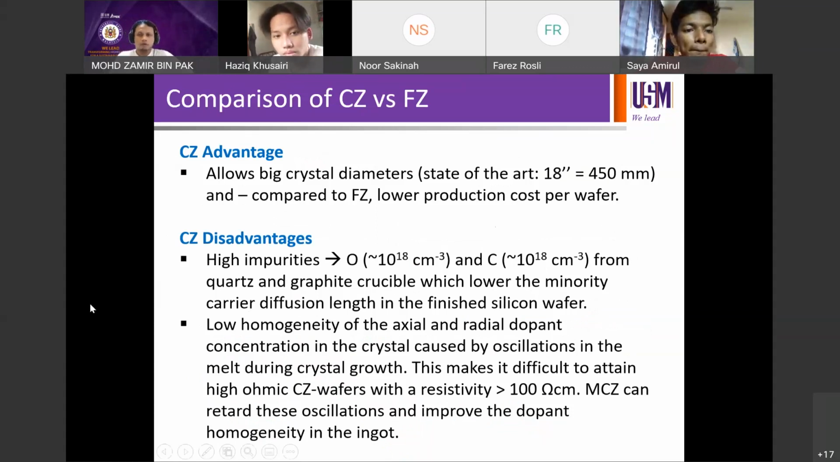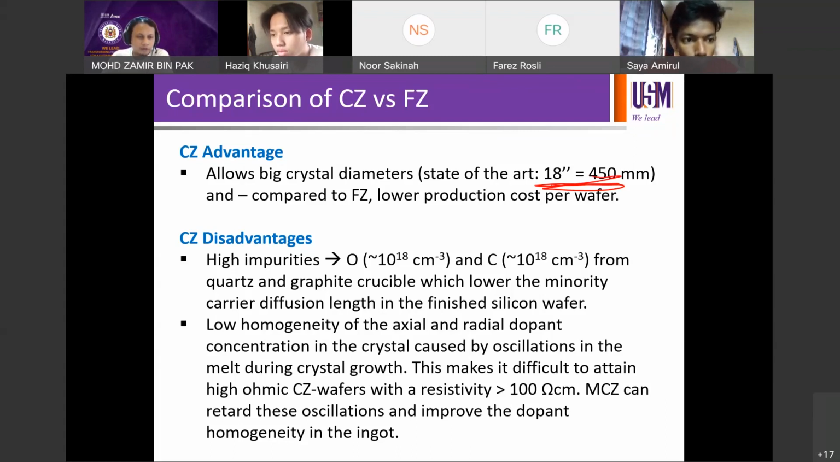If you compare the CZ and FZ processes, CZ allows big crystal diameters, up to 18 inch, 450 mm, at the moment. You have seen those big wafers when we first discussed the cost, 450 mm or 18 inch, compared to FZ, and lower production cost per wafer for CZ. So CZ is cheaper compared to FZ.